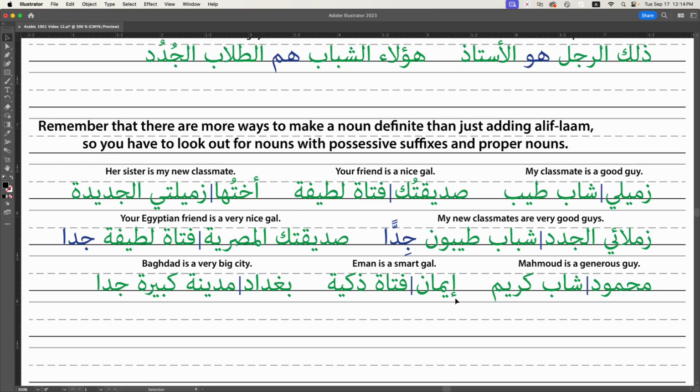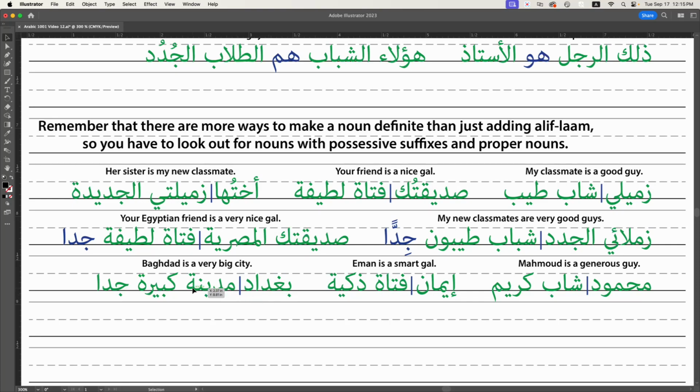So this happened to me all the time when I was a beginning learner, having to go back and be like, oh, Faith is her name. Okay, there we go. So Iman is her name, so because it's her name, it's definite. And then Fatat Dhakia, a smart gal. Baghdad, because it's the name of a city, it's a proper name, and it's not Baghdad like you'll hear in English, but Baghdad with the accent on the second syllable.